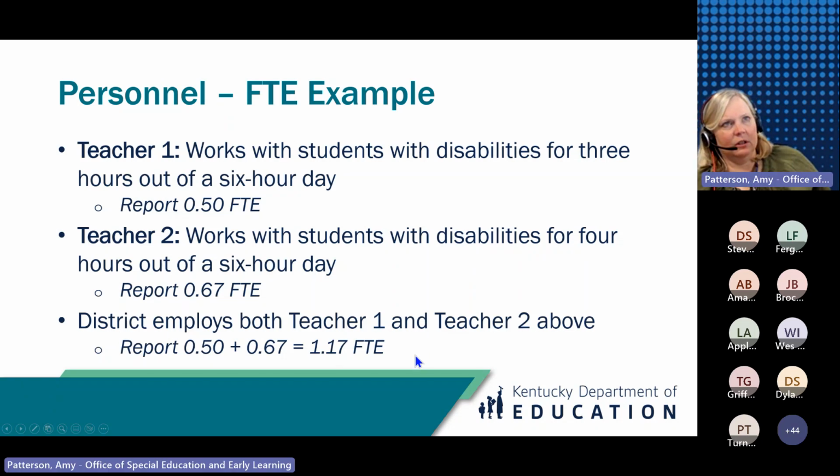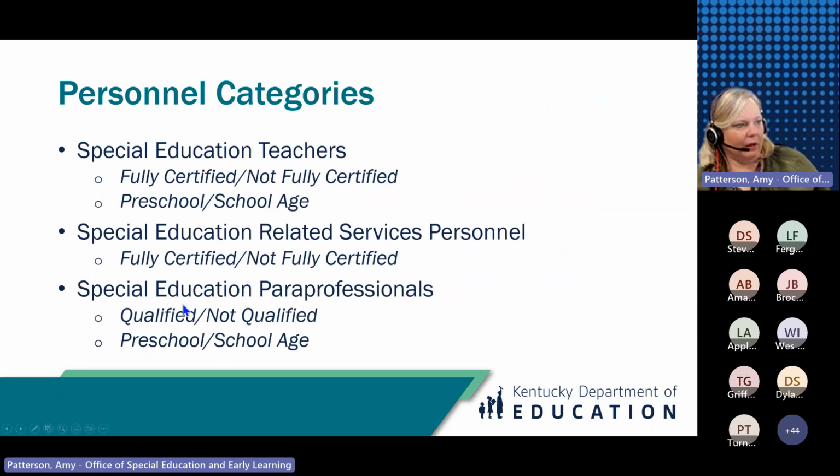I realize you may not have exact numbers, just do the best you can, get it as close as you can. The big thing is to make sure you are reporting fully certified and not fully certified, or qualified and not qualified. Make sure you're reporting those accurately and don't get them mixed up, because that's happened quite a bit where people report the numbers for not qualified that are actually the numbers for qualified.